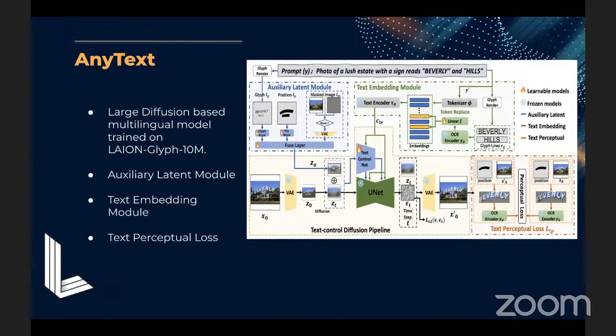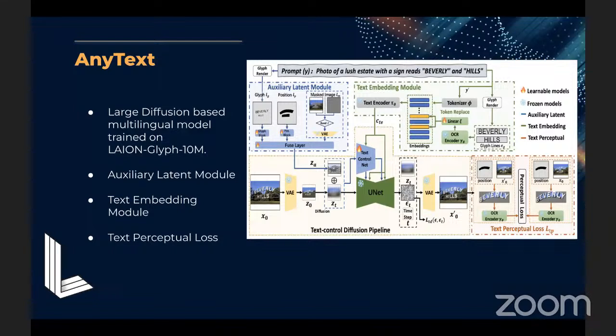But if you're doing image generation, then the whole image will be masked. Now, once all these are collected through a glyph block, a position block, and the masked image is fed through an autoencoder, it's then put into a fuse layer. So it goes into the fuse layer, and then it is set up to be processed through the text control net and the UNet. Before I get into the text control net and UNet, I've given the setup of the auxiliary latent module, and now we'll move on to the text embedding module.